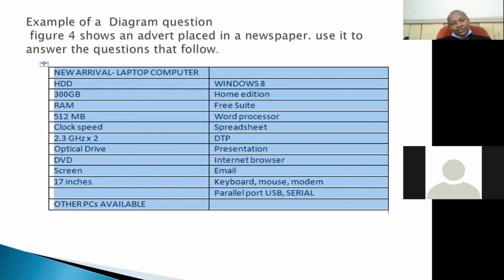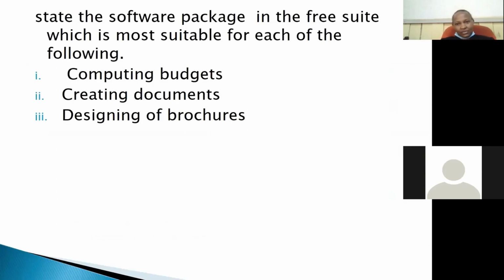On the other side of the table, that's column 2, you're also given other specs, like the operating system is Windows 8 Home Edition. There are other programs, that is a free suite, which has word processor, spreadsheets, DTP, presentation software, internet browser, and email. There is also the presence of keyboard, mouse, modem, parallel port, USB port, and serial port. Then the questions are as follows.